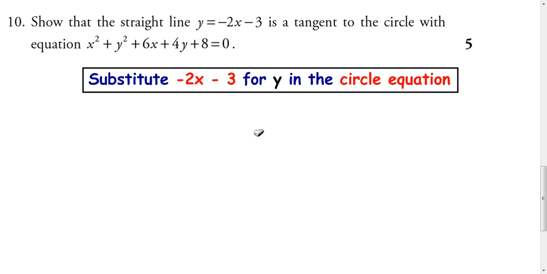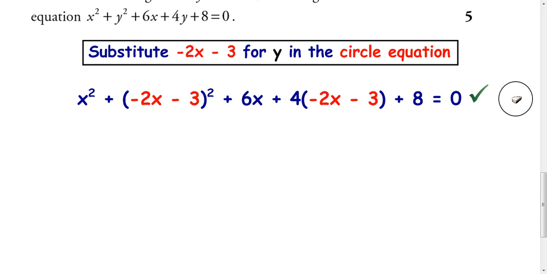Question 10. Show that the straight line y equals -2x take away 3 is a tangent to the circle with equation and so on here. So we have to substitute this -2x take away 3 into the circle equation. So wherever you see a y, put -2x minus 3. Remember to put it in brackets.